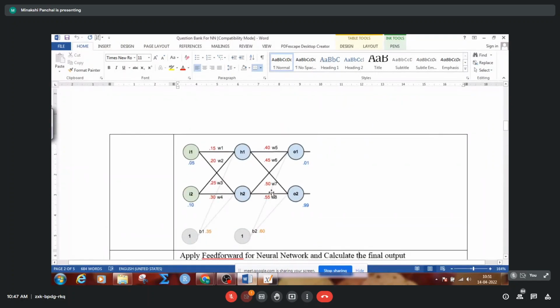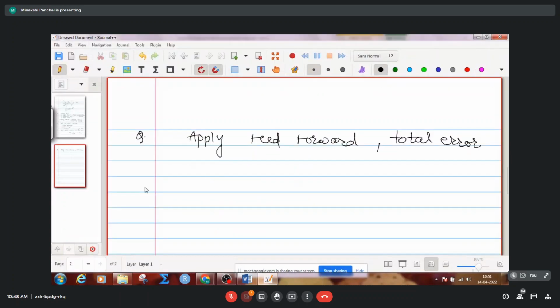If you are observing the figure, what does this denote? 0.01 and 0.99 are nothing but the targeted values. For these, we find the actual values. And after finding the actual values, we find the errors E1 and E2, and the addition of these two gives me the final error, or the total error. I have already solved this problem and shared it with you.